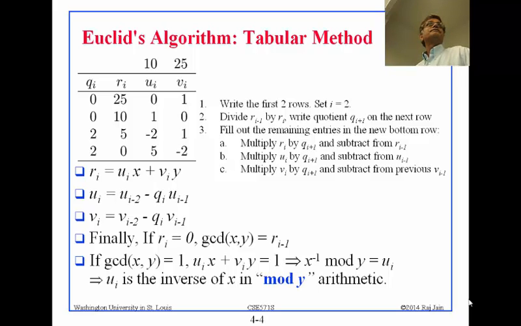5. If you get a 1 in this column, the remainder column, then ui is the inverse of x in mod y arithmetic. Okay, I'm going to explain that again one more time in a minute, but let's say we don't have 1 here, so we cannot say this. But if there is 1 here, then ui is this number, which would be the inverse of x, 10, in mod 25 arithmetic. Y is this, 25. So if you would have gotten 1 here, then this number would be the inverse.